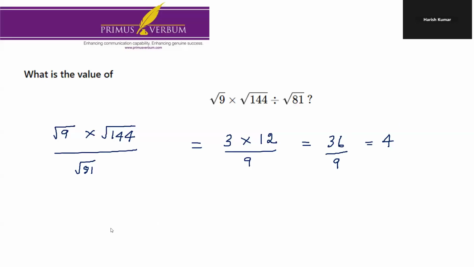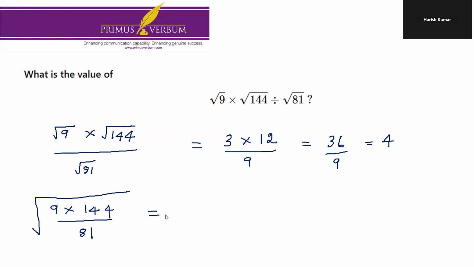Now there is yet another way of doing the same thing. That is, bring everything under the root sign. Because it's all multiplication and division, you can do that and rewrite like this, divided by 81.